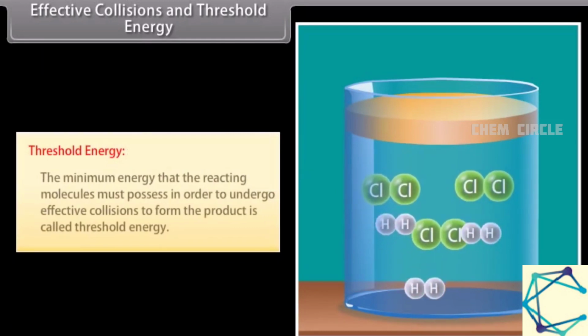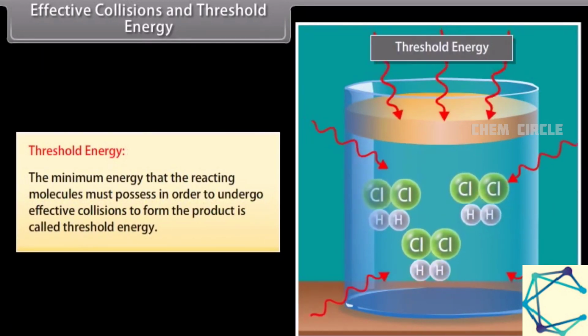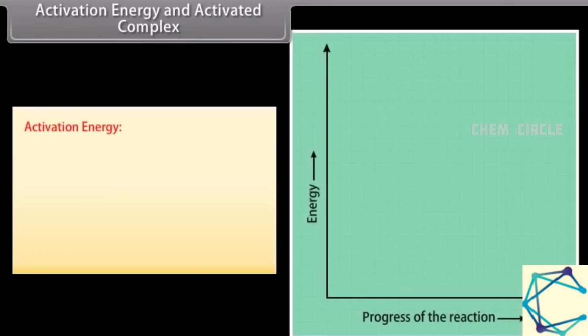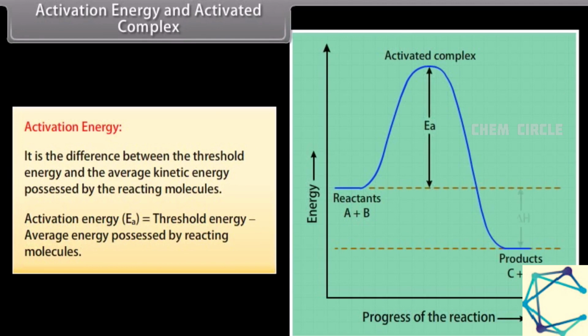Threshold energy. The minimum energy that the reacting molecules must possess in order to undergo effective collisions to form the product is called threshold energy. Activation energy and activated complex. Activation energy is the difference between the threshold energy and the average kinetic energy possessed by the reacting molecules.